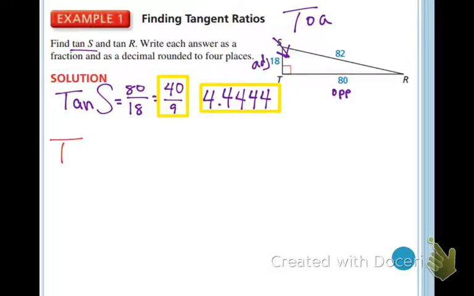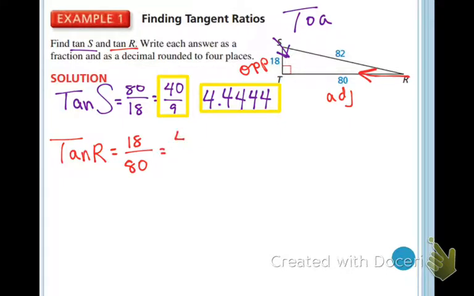All right, then we're going to do tangent from the other angle, which is R. So from the perspective of R, we need opposite and adjacent. So what is the opposite of R? 18. And the adjacent is 80. So we're going to say 18 over 80, opposite over adjacent, which reduces to 9 over 40.